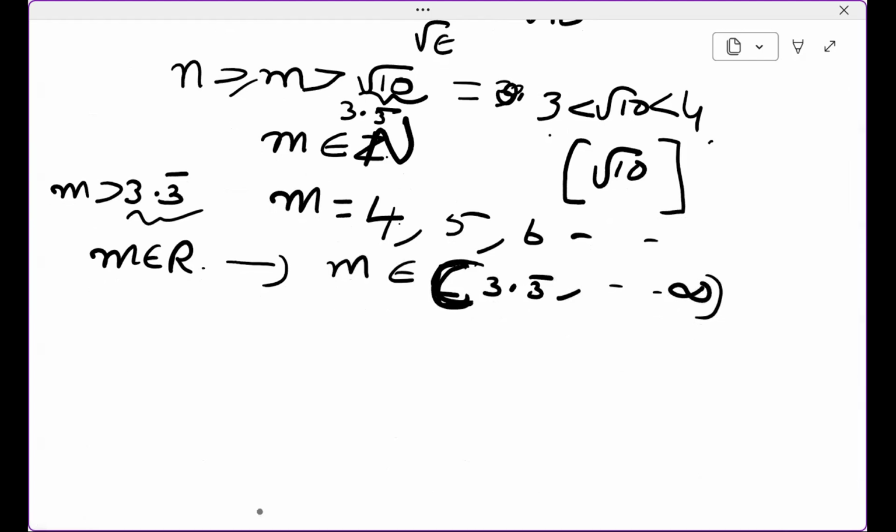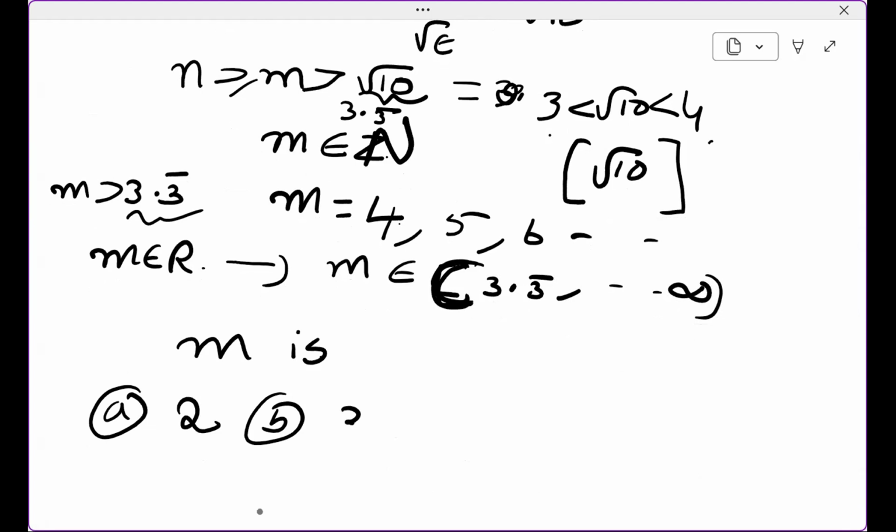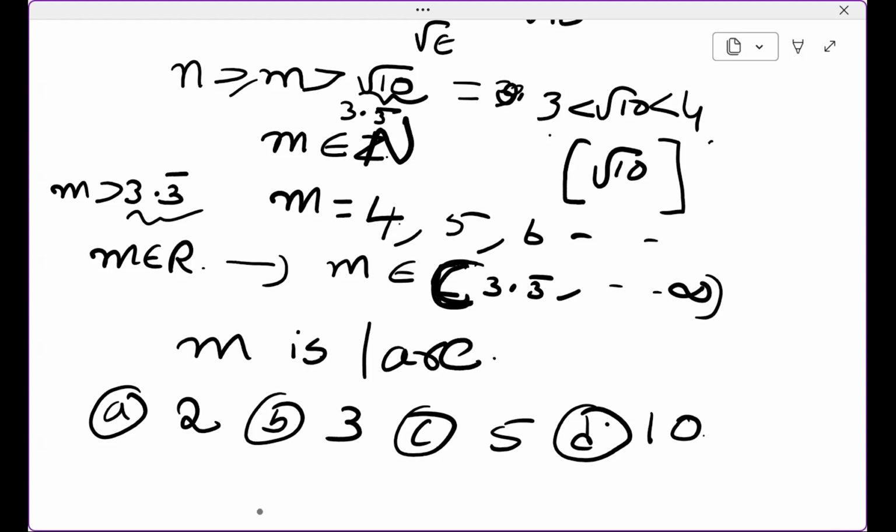So among options, for example, suppose you are given option A, 2, option B, 3, option C, 5, option D, let us say 10. Then what are the values M can take? Anything greater than or equal to 4. So this is not greater than 4. This is not greater than 4. 4 onwards, any number.